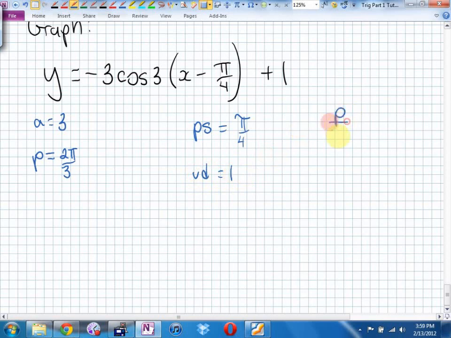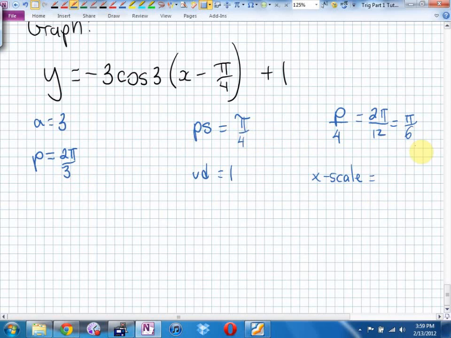And then here's what I also added. I said take the period and divide it by 4, which is going to end up being 2 pi over 12, sticking an extra 4 down there, or in lowest terms, pi by 6. And then I said pick a good x scale, a common denominator for this, this, and this.